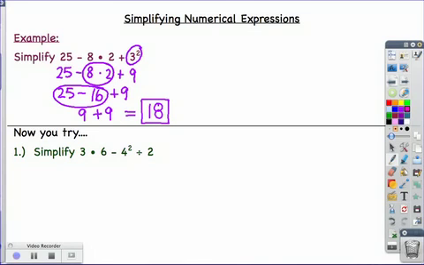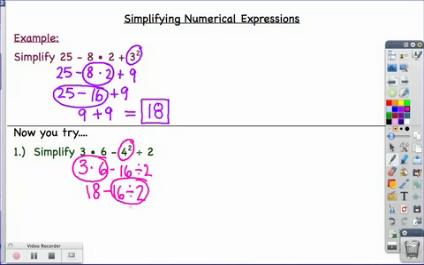Simplify 3 times 6 minus 4 squared divided by 2. There are no parentheses, so I move on to exponents. 4 squared is 16, and I recopy everything else. Next is multiplication and division from left to right. 3 times 6 is 18, and I recopy everything else. Next I do division. 16 divided by 2 is 8, and recopy everything else. And 18 minus 8 equals 10, our final answer.